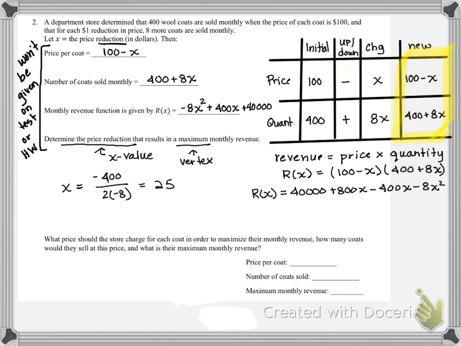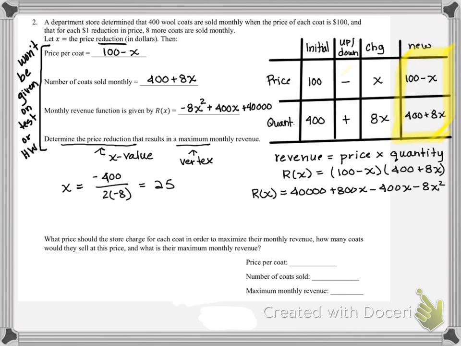And so all of that is what you have to do just to set the problem up so that you can answer these questions down here. So what price should I sell the coats for? $75, yeah. So this whole setup that we did gives us everything we need to answer the questions. You just have to go back.